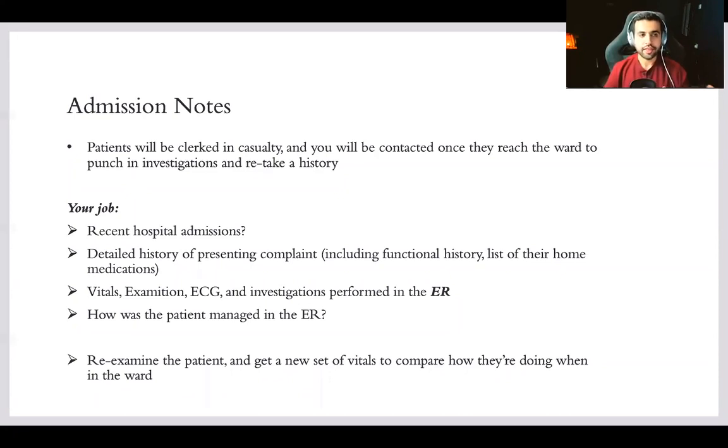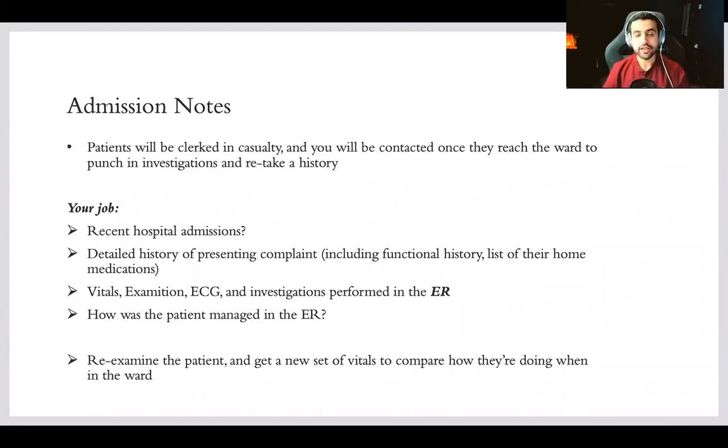So I think most of you know by now how to take a proper history. That includes the functional history of the patient. So how was the patient at home before they came here? And again, that just paints a picture of how the patient was doing before. Then you can compare how the patient is at home and how the patient is now. So that's the functional history.